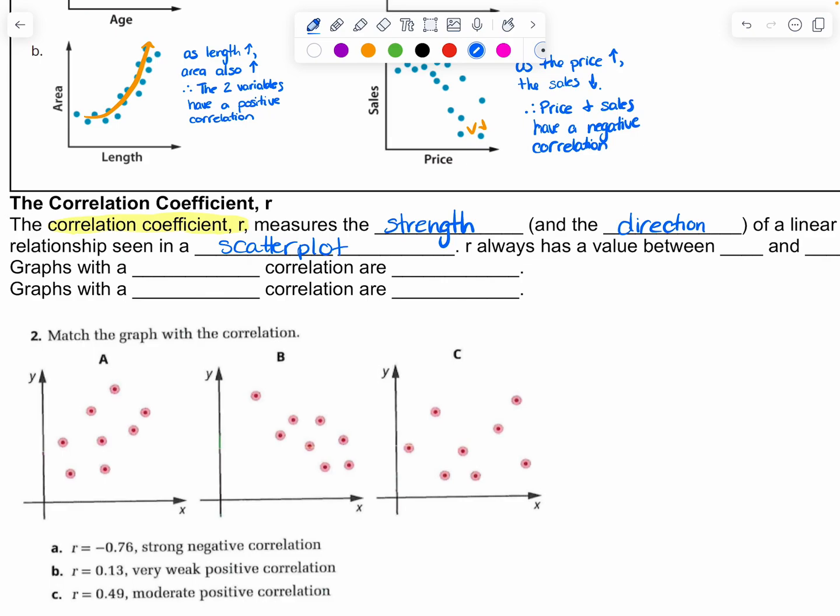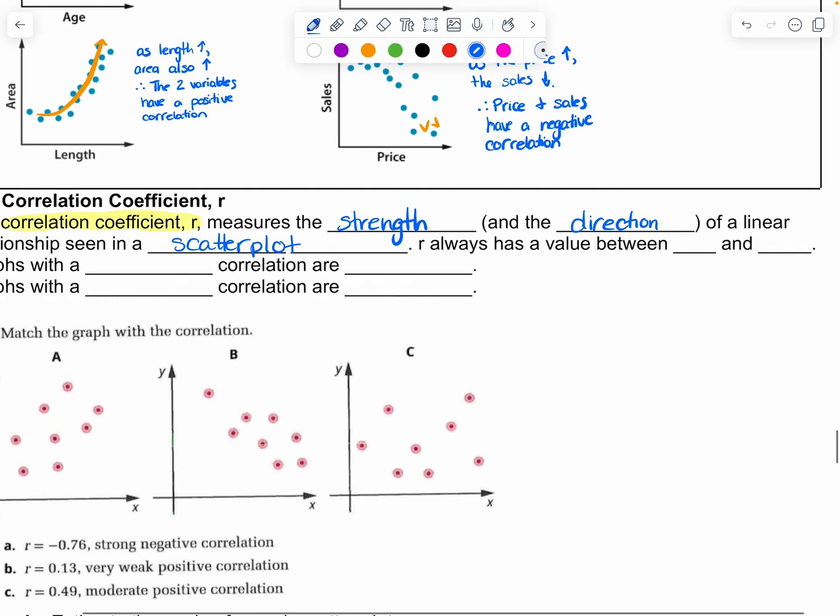Okay, so how close is that relationship? And we'll talk more about that. R, the correlation coefficient, always has a value between -1 and +1. And I'm just going to pause there. If we look at a number line here, it goes from -1 to 1.